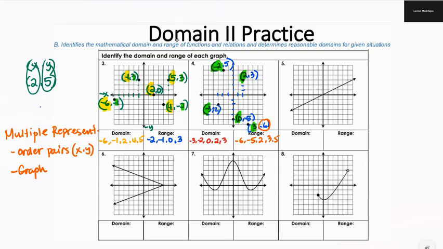And 6, 7, and 8 are also graphs. But there's also mapping. Map, okay? It's like two bubbles and then you connect them. And then there's a table. So there are 4 ways to write this in algebraic form, okay? But now we're just finding the domain and range.